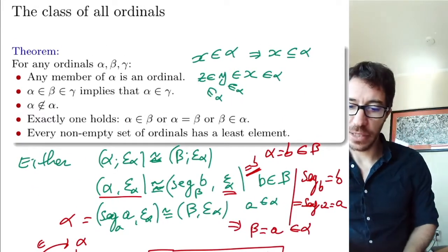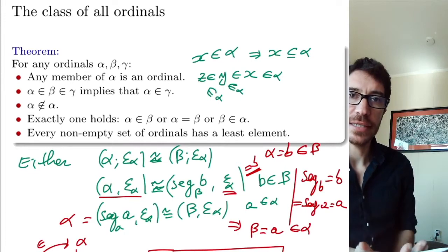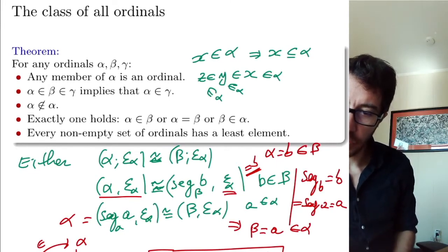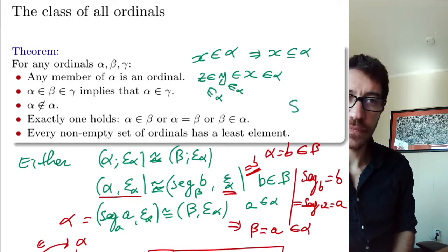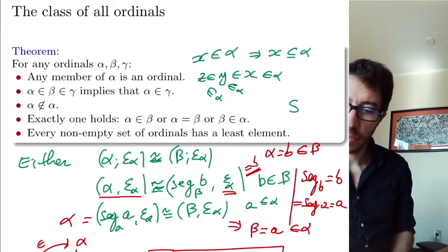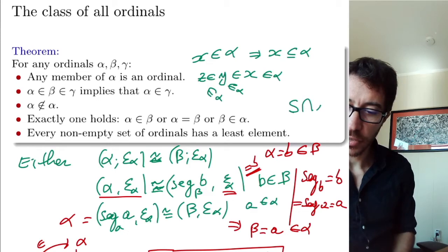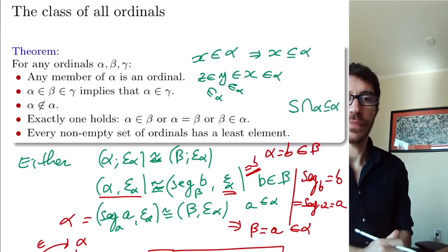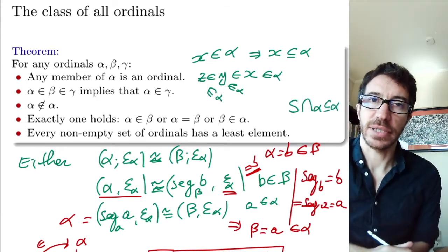Last, every non-empty set of ordinals has a least element. Well, this is because if you have a set of ordinals S, and it has some ordinal inside, let's call it alpha, then you do S intersection alpha, then we have a subset of alpha, right? And then that one has a least element because it's a subset of alpha.